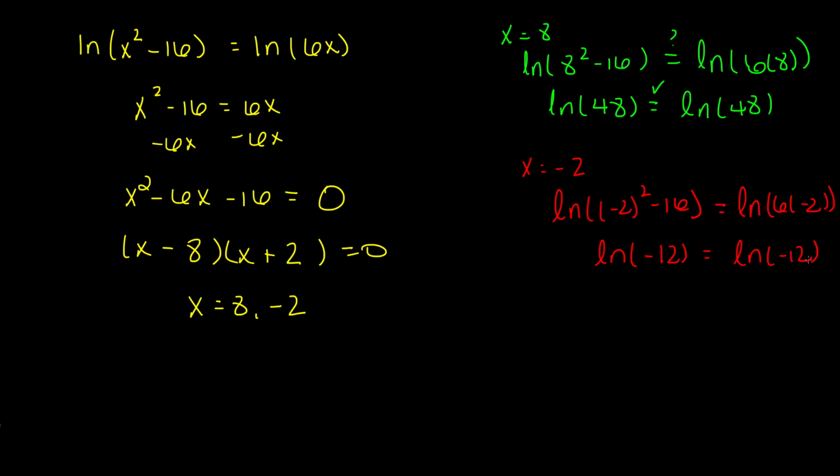And so they appear to be the same, but this is not a solution because we cannot have a negative value. So 8 is our solution, negative 2 is our extraneous solution because again we cannot have a negative value. That is a big no-no. So my answer here is x equals 8. I don't know why that came out so weird. There we go.